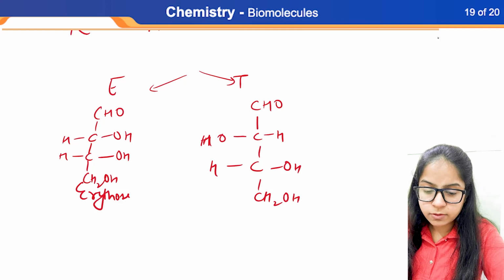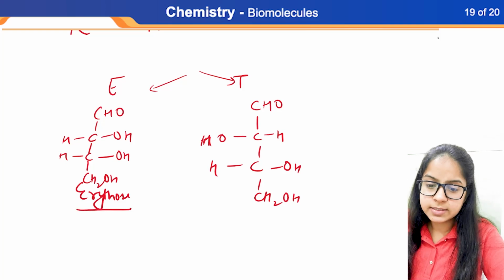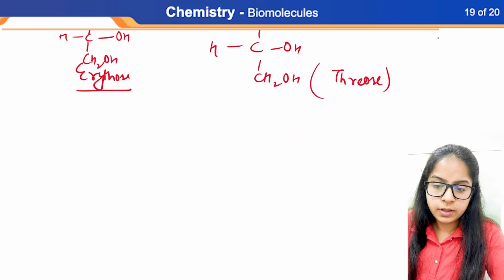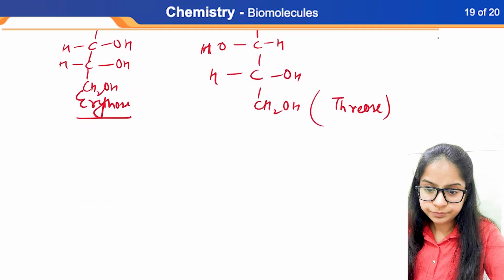Remember this: when the OH groups are on the same side, it is erythrose. When the same groups are on opposite sides, it is threose. Okay.